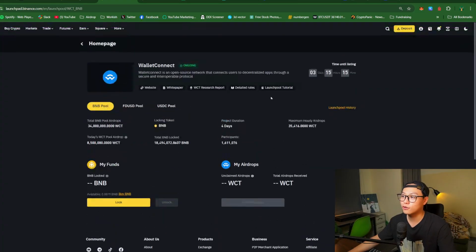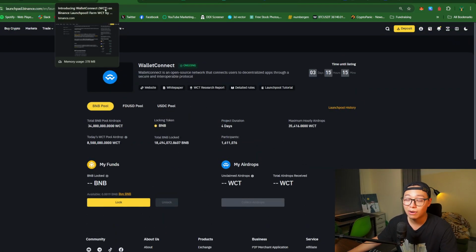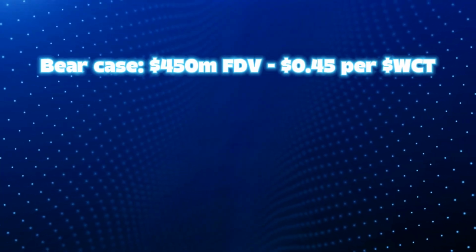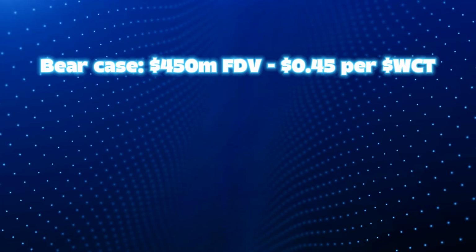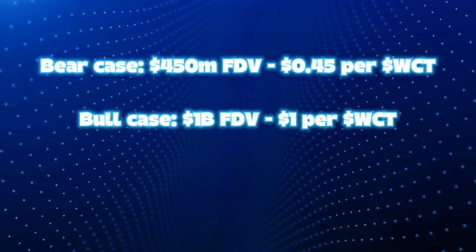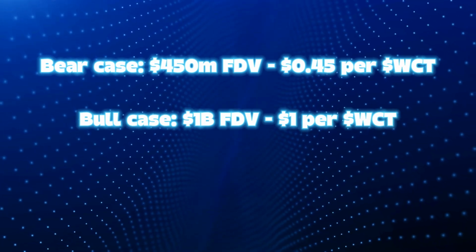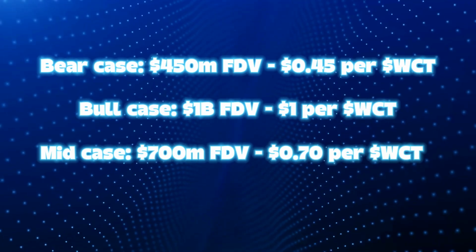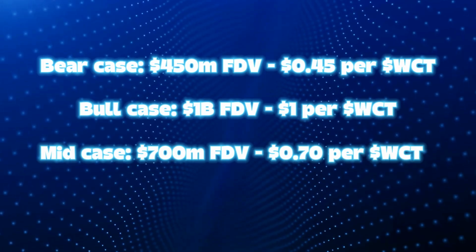Like, if you look at recent launch pools from Binance, you're gonna see that they'll launch at around $500, $700, $800 million to $1 billion in FDV, right? So I think WalletConnect's FDV after listing on Binance, first of all, the bearish case is going to be $400 to about $450 million in FDV, making the price 40 to 45 cents. The bull case is going to be $1 billion in FDV, which makes the price of WalletConnect to be $1. And the middle case, as always, I think is going to be at around $700 to about $800 million in FDV, which makes the price of one WCT token to be 70 to 80 cents.